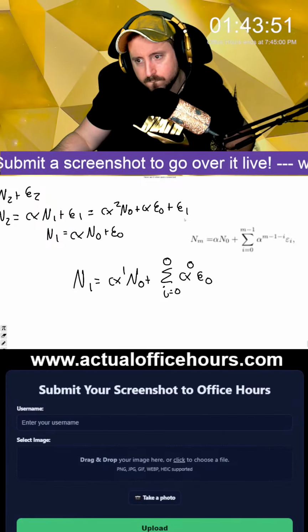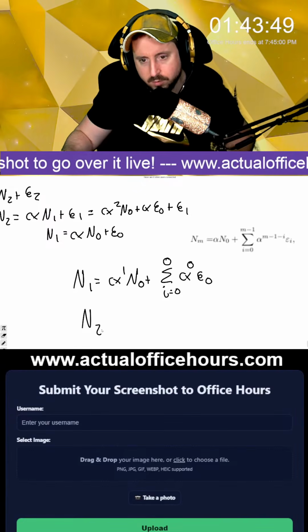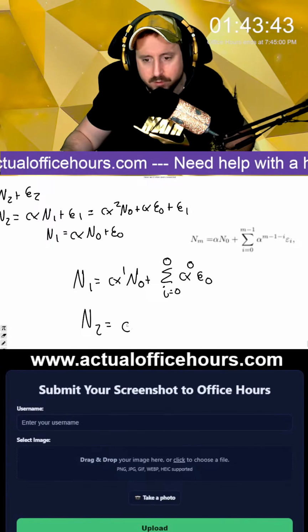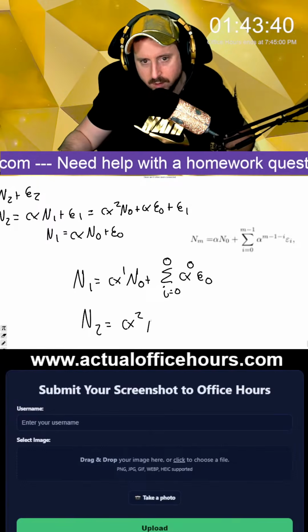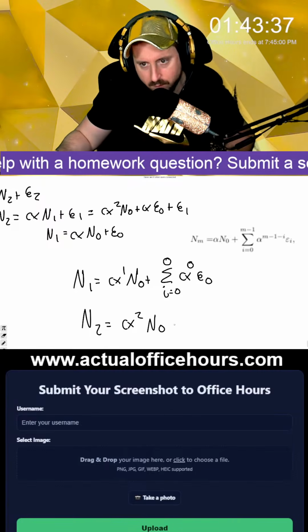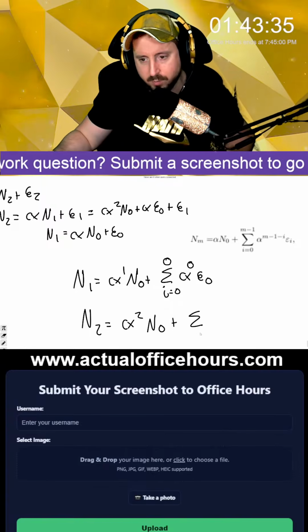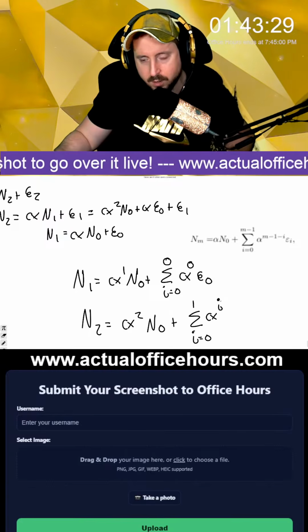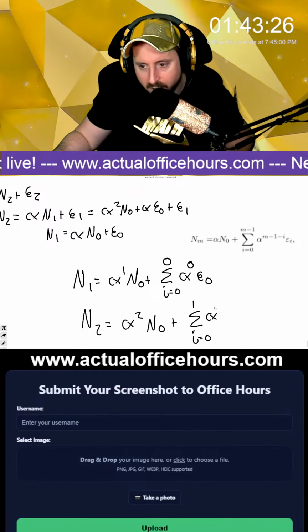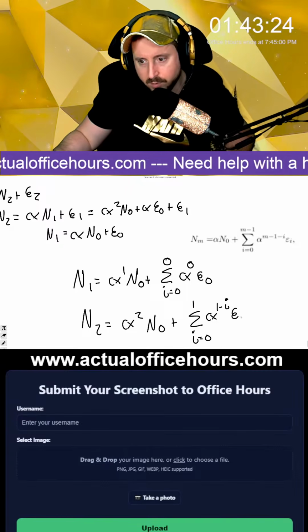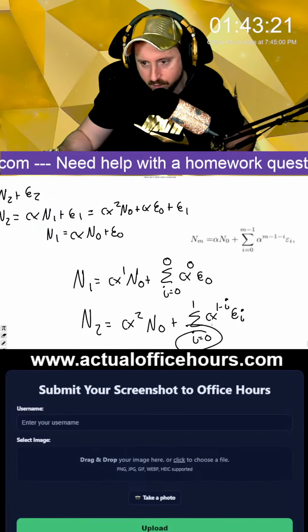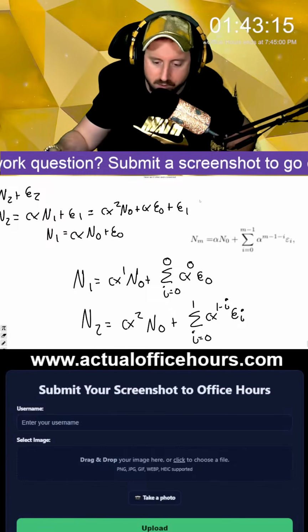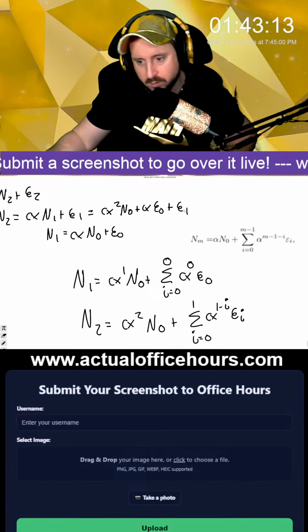For n2 it's going to be similar. For n2, this is equal to alpha squared n0, and then plus the summation i equals 0 to 1 of alpha to the 1 minus i, epsilon i. I think so, right? Because when i is 0, you get alpha to the 1 epsilon 0, and when i is 1, you get alpha to the 0, which is 1, and then you get epsilon 1.